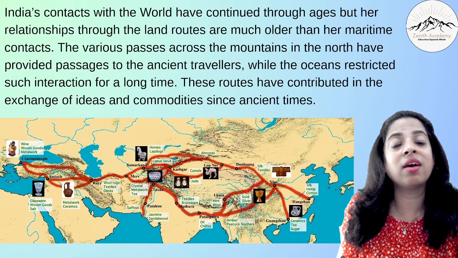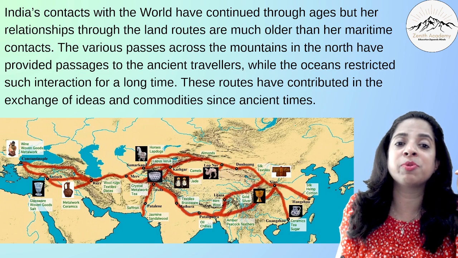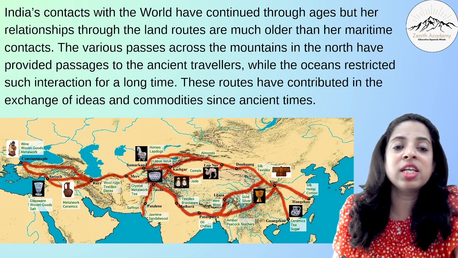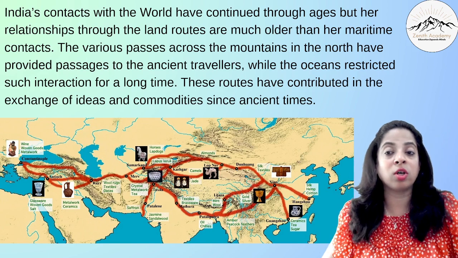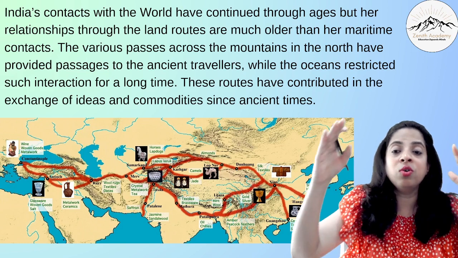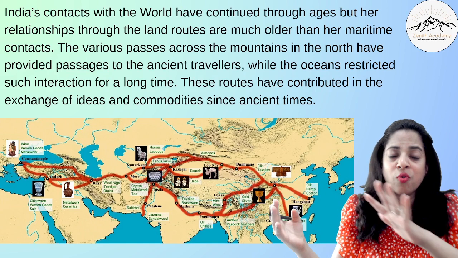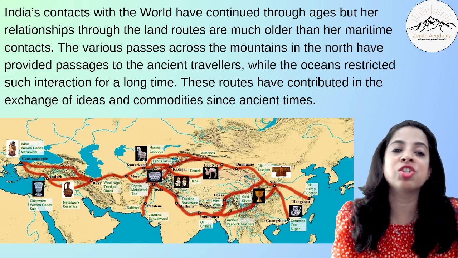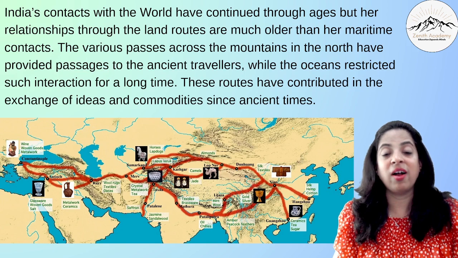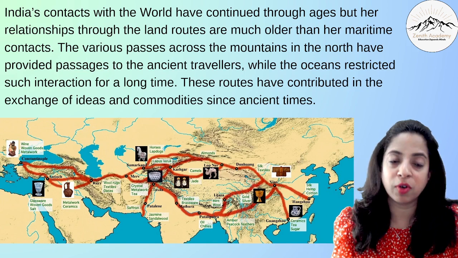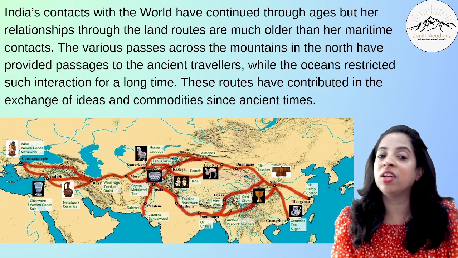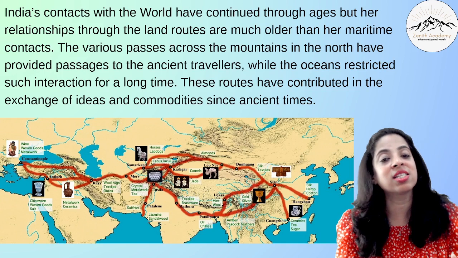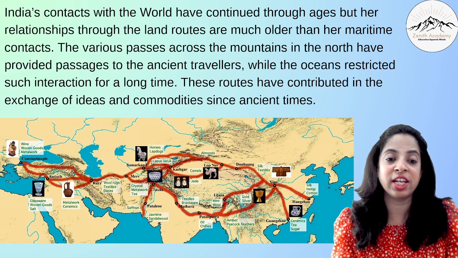India's contacts with the world have continued through ages, but her relationships through the land routes are much older than her maritime contacts. The various passes across the mountains in the north, as I had shown you, we have the Himalayan mountains, so various passes are there across these mountains in the north, and they provided passages to the ancient travelers. While the oceans restricted such interaction for a long time, initially there was no interaction through the ocean. These routes have contributed to the exchange of ideas and commodities since ancient times.